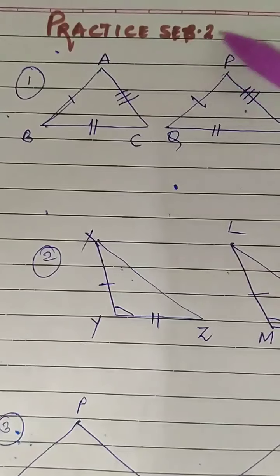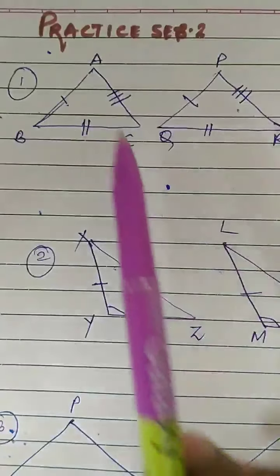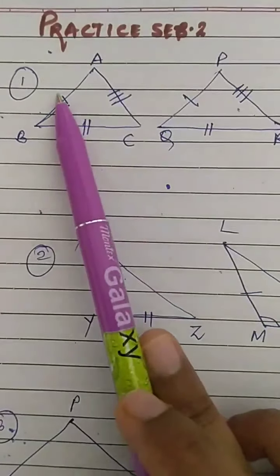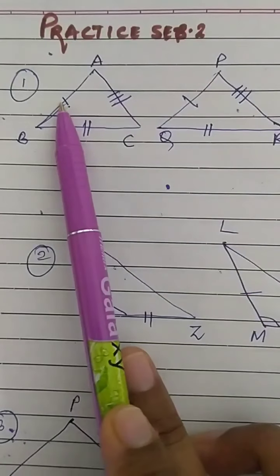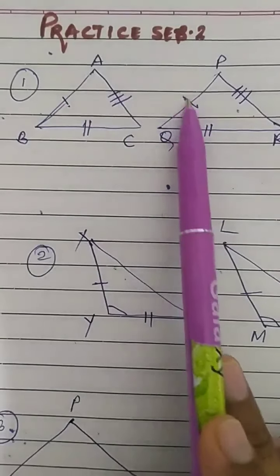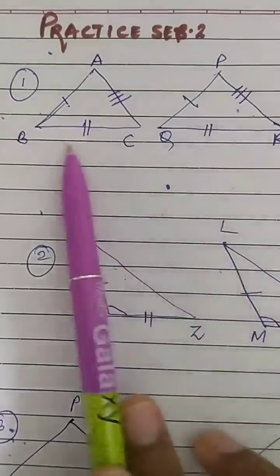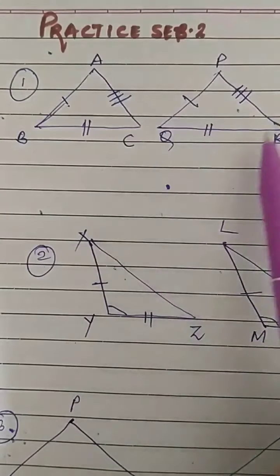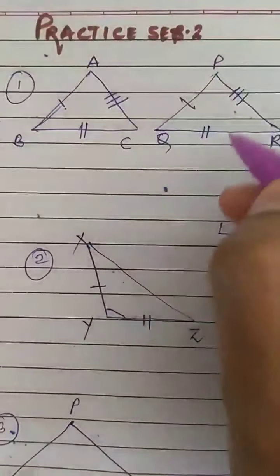In practice set 3.2, you can see that in each of the examples given below, a pair of triangles is shown. Equal parts are marked with the same sign. That is one marked side and one marked side, so these two sides are congruent. Same sign means they both are congruent. Observe the figure and just state the test by which the triangles in each pair are congruent. Just you have to write the name of the test.